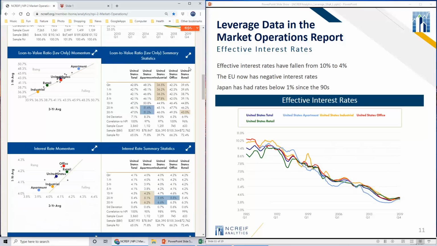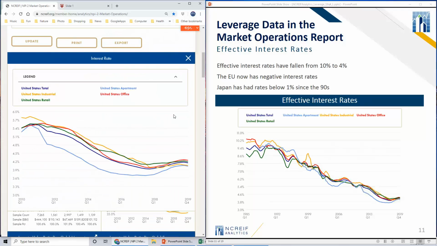The effective interest rate is computed from the interest expense, including all fees, at the contract interest rate. This entire 30-year period has seen effective interest rates fall from 10% to 4%. Time will tell where we go from here, but as of today, the federal funds rate is near zero, much of the EU has negative interest rates, and Japan has had rates below 1% since the 1990s.